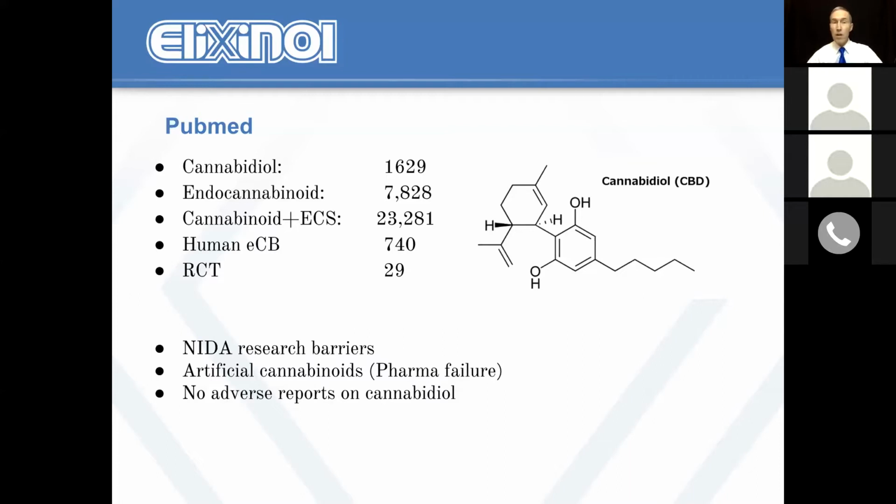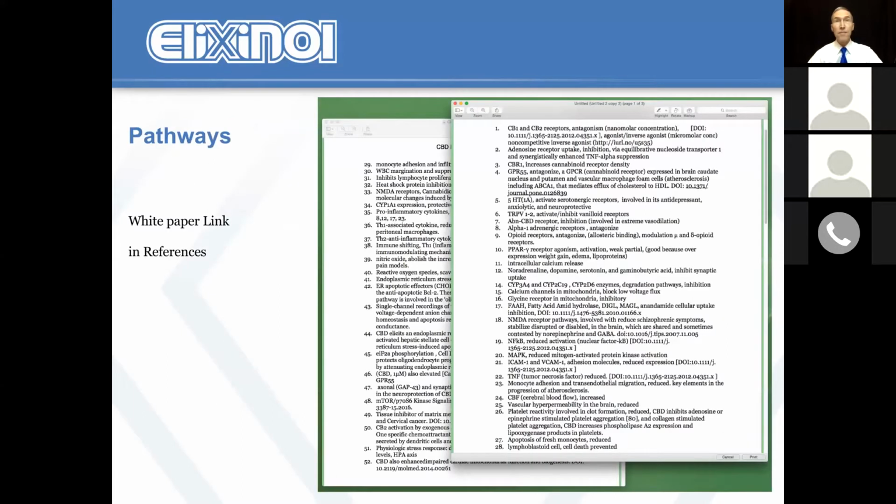I just want to point out that in all of these studies, I was not able to find any adverse reports on cannabidiol. There's some speculation about whether there could be some drug interactions because of the pathways that cannabidiol uses. But in fact, there were no significant adverse effects reported in any of the studies.